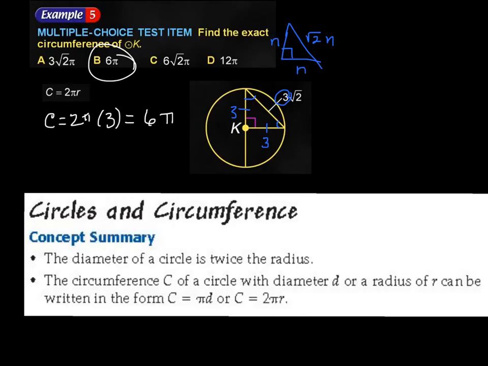In summary, the diameter of a circle is twice the radius. The circumference C of a circle with diameter d or radius of r can be written in the form C equals pi times diameter or C equals 2 pi r.